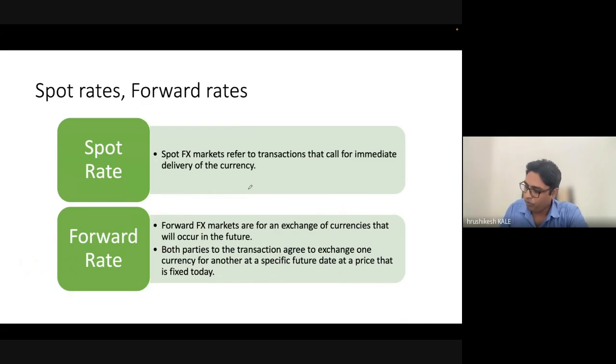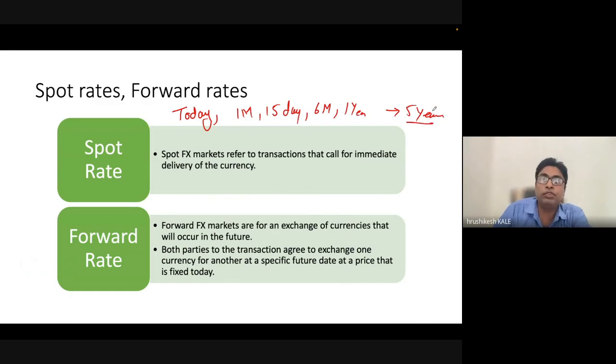Okay. Now, after understanding base currency and price currency, let us understand what is spot rate and forward rate. In the foreign exchange market, you will have rates of any currency for today, after 1 month, after 15 days, after 6 months, after 1 year, after 5 years also. And some brokers might give you a rate for more than 5 years. The rate of any currency pair today is called the spot rate. That is today's rate. And the forward rate is the rate of the currency pair in the future, which is fixed today.